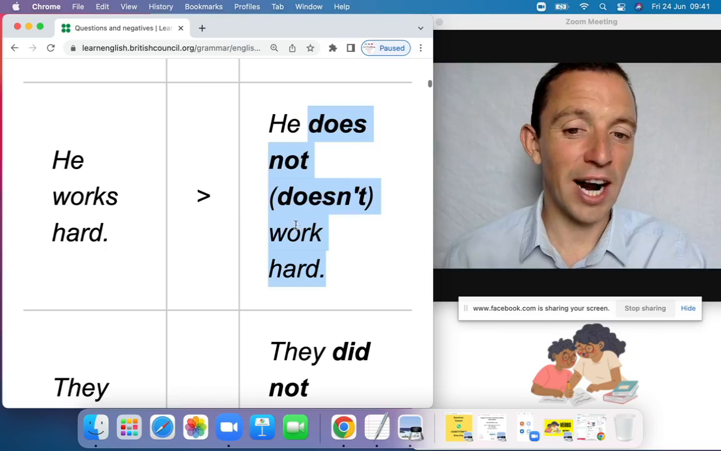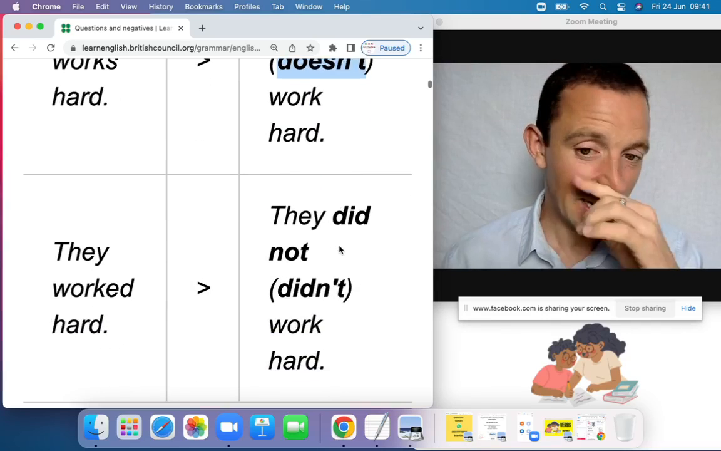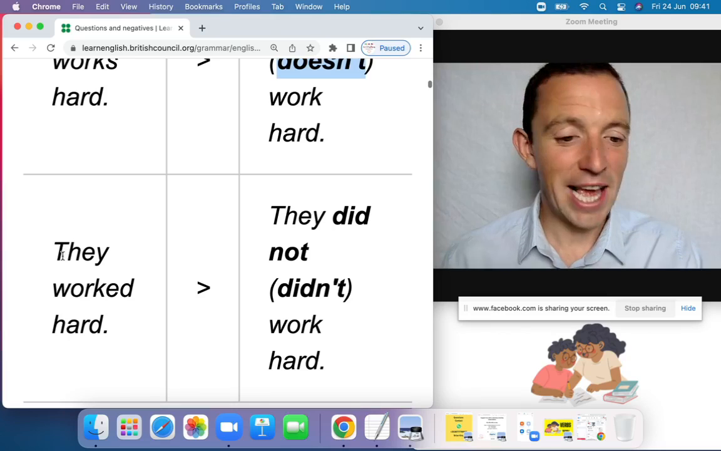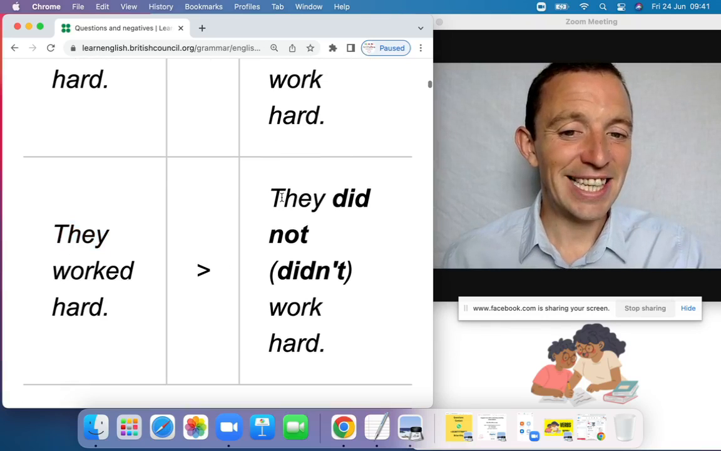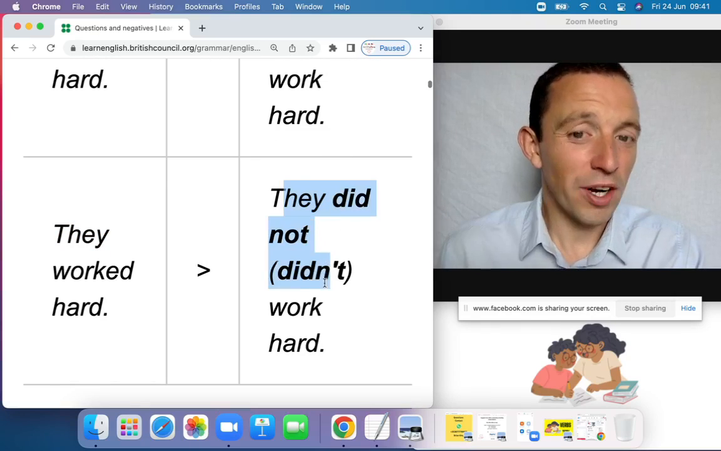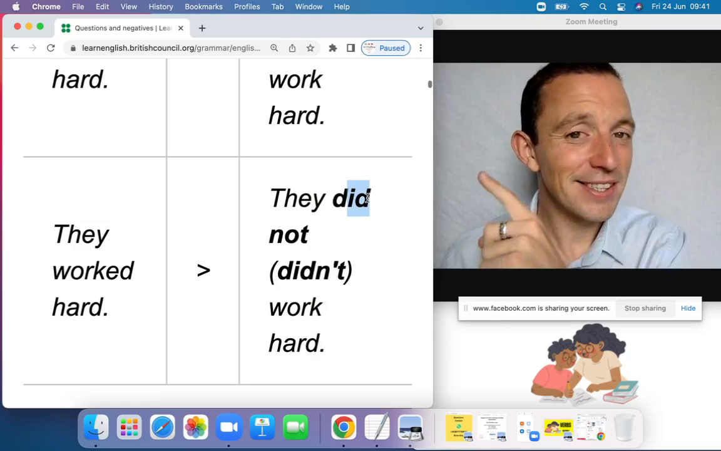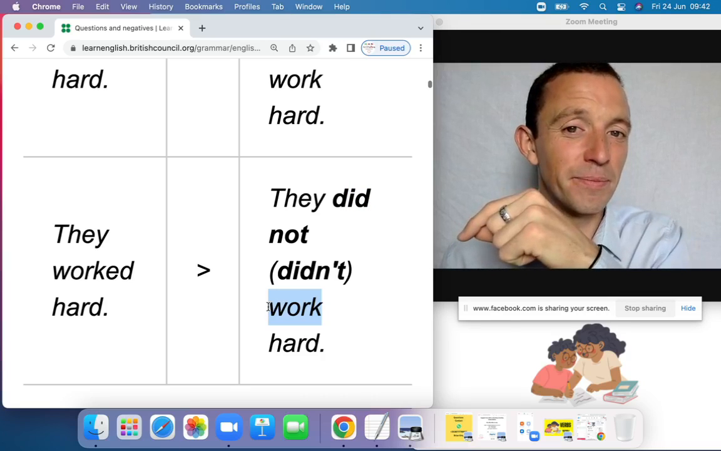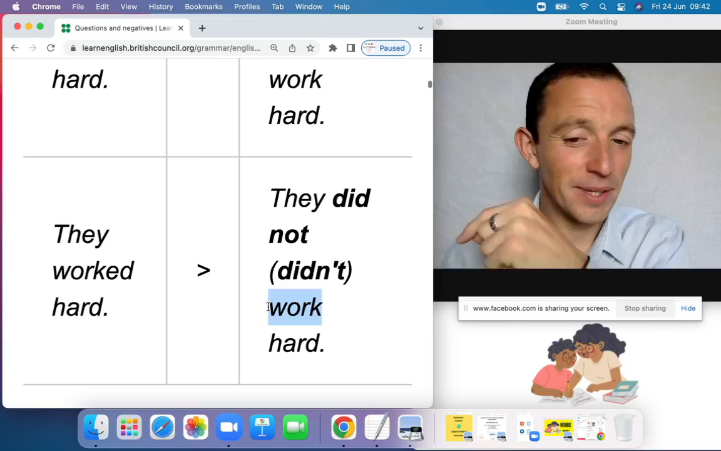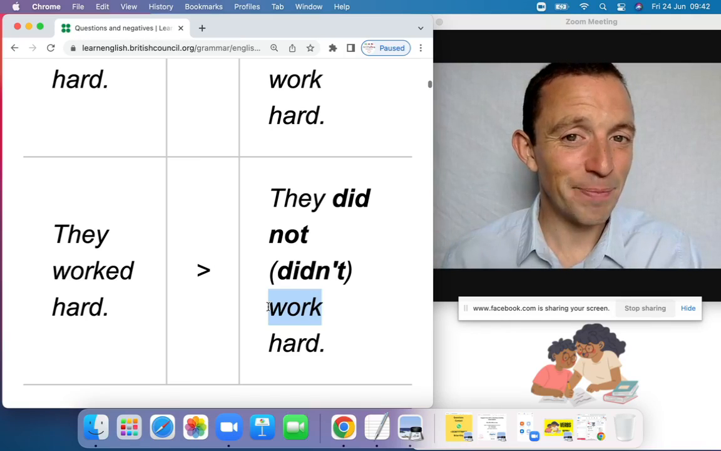So he does not work hard, or he doesn't work hard. Okay. Next, the affirmative, they worked hard. Past simple, subject, they worked hard. The negative, they did not work hard, and it's the verb to do in the past, did, and the verb stays in the infinitive even though it's the past. So they did not work hard is the past negative of that sentence.